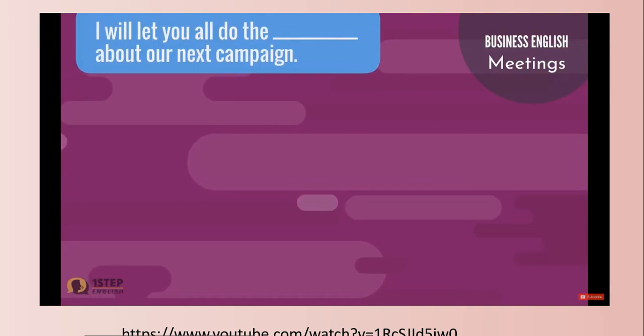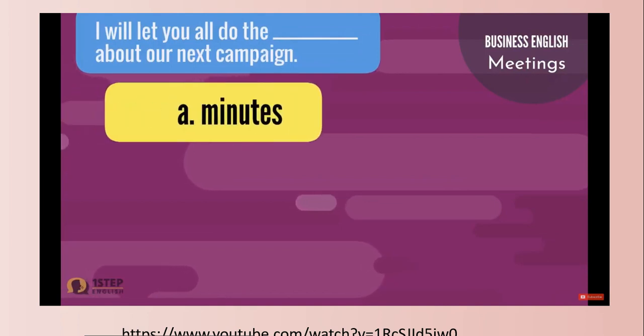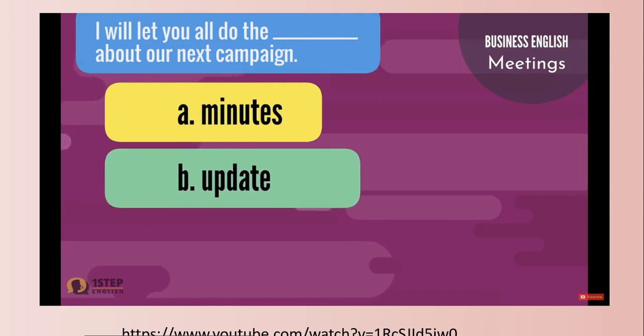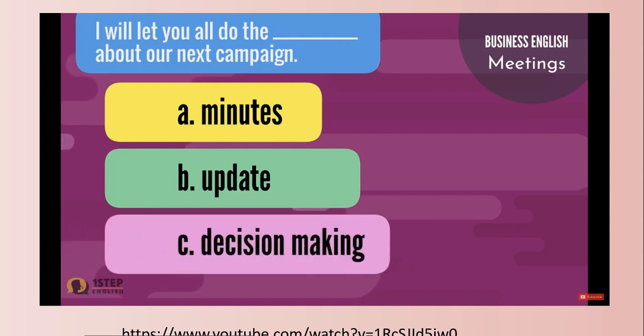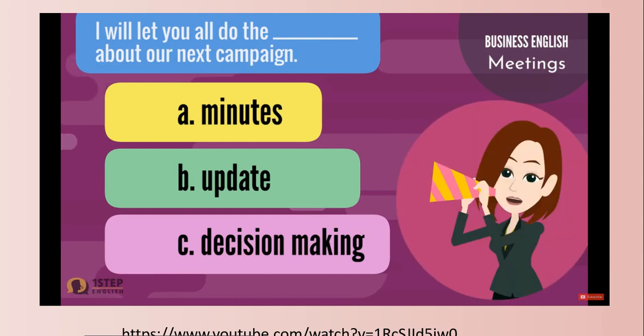I will let you all do the decision making about our next campaign. Letter A. Minutes. Letter B. Update. Letter C. Decision making. The correct answer is letter C. Decision making. I will let you all do the decision making about our next campaign.